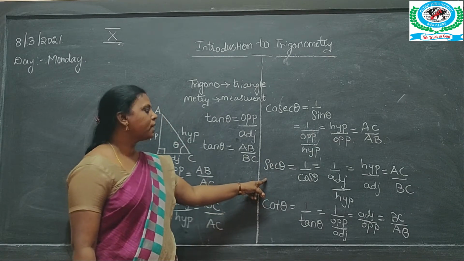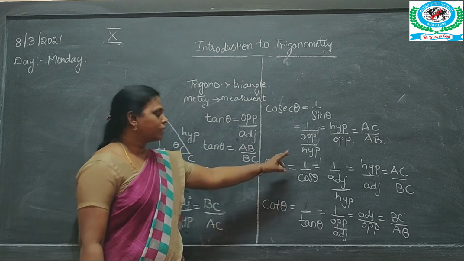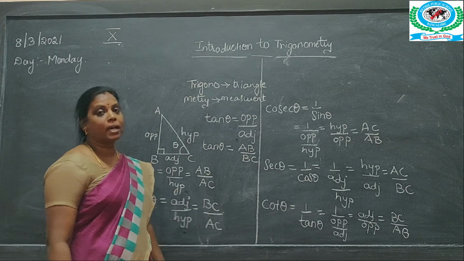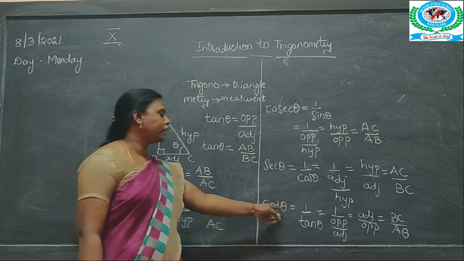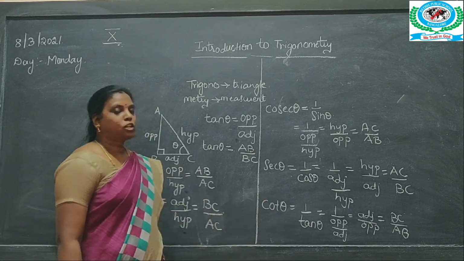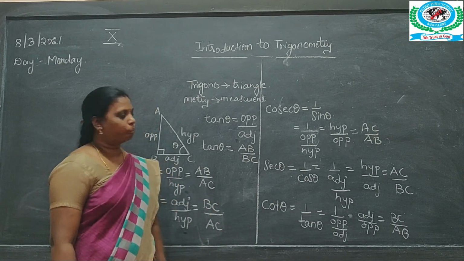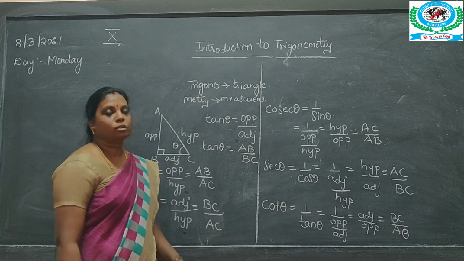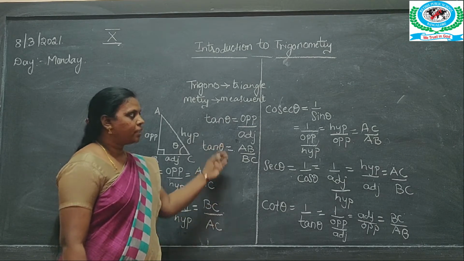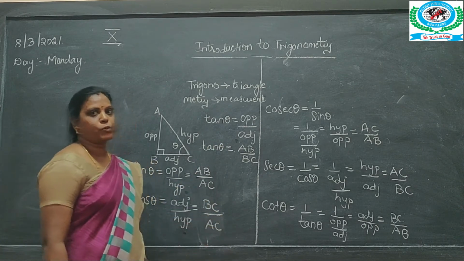Secant of theta is the inverse of cos, which is equal to hypotenuse by adjacent. Next, cot of theta is equal to the inverse of tan theta, which is equal to adjacent by opposite. Okay, so we will take an example and we will try to find out these ratios.